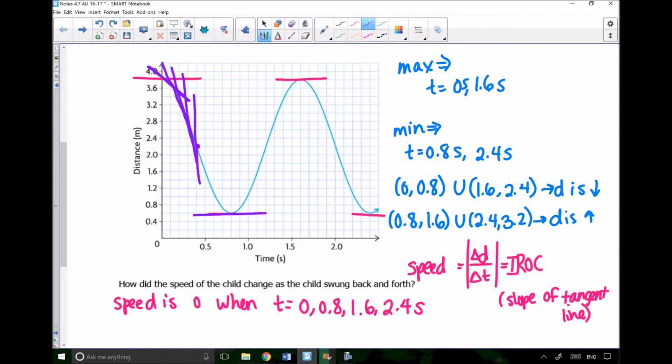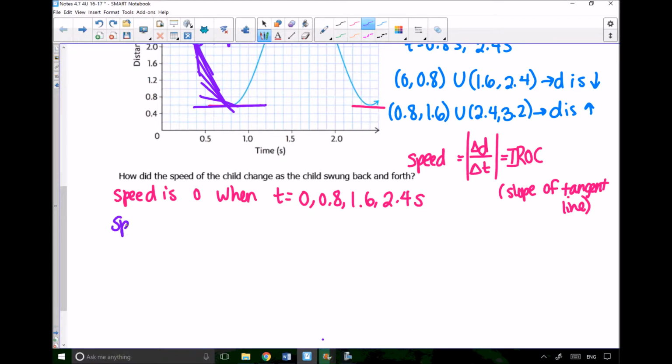So again, at 0.8, my slope is 0, and then before that my slope ends up being steeper, steeper, steeper, until I get to 0.4 seconds. So at 0.4 seconds, this is when my speed is going to be at its max. So here I can say the speed is increasing between 0 and 0.4 seconds.